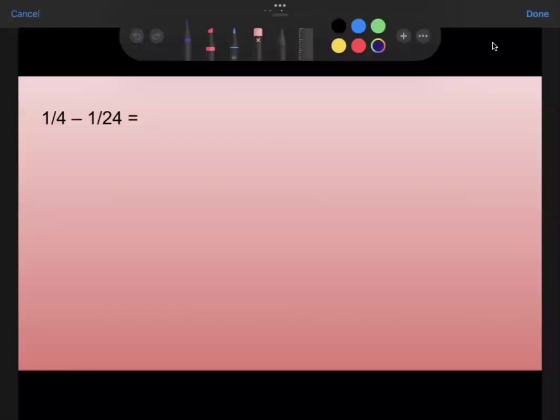Okay, here is our first example. We're going to take the fraction 1/4 and we're going to subtract 1 over 24. So you may have noticed that these fractions do not have the same denominator right now. One has 4 and one has 24. But I'm going to go ahead and write them so that one is directly on top of each other. Let's see, there we go.